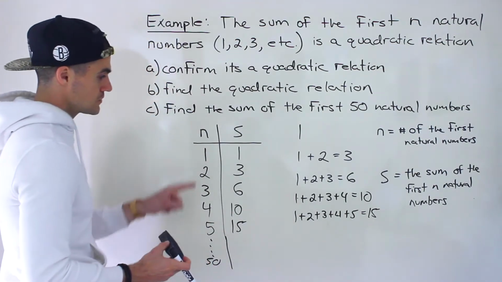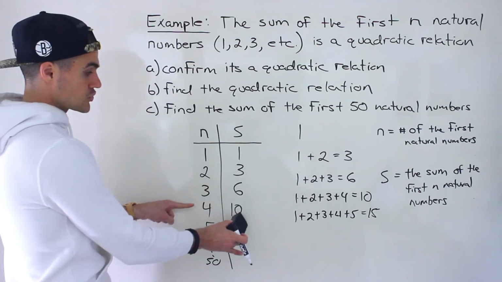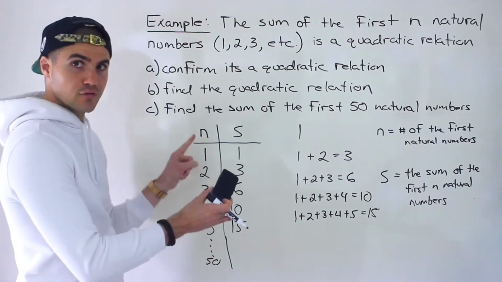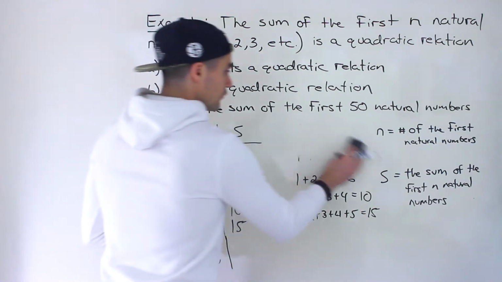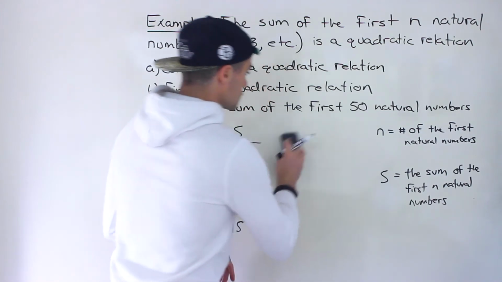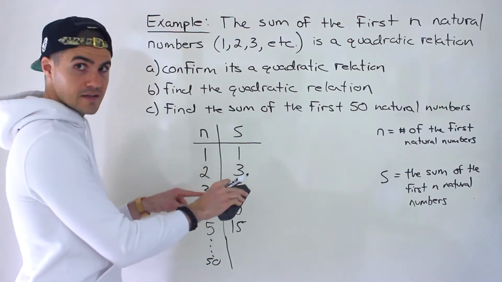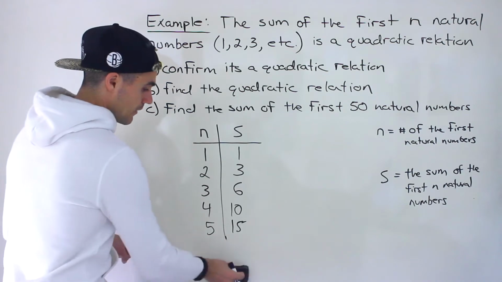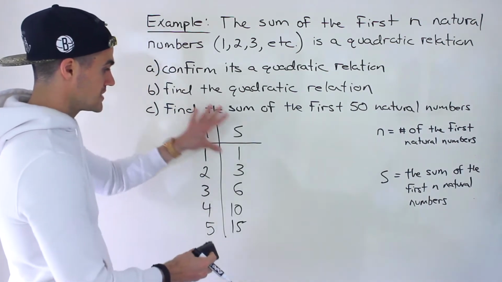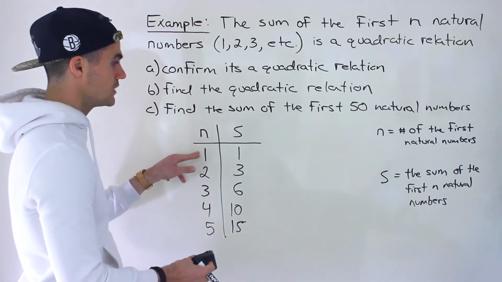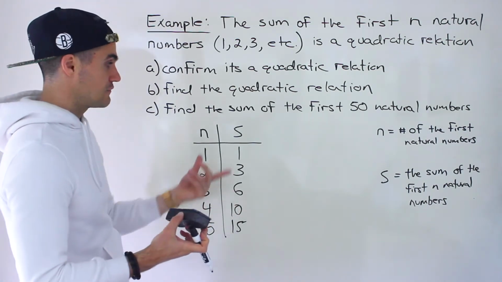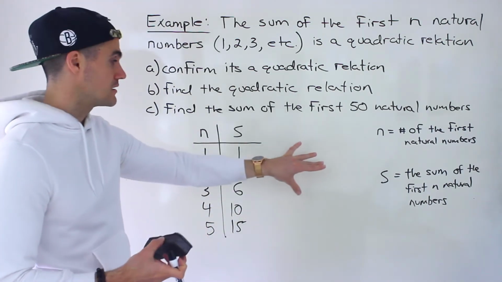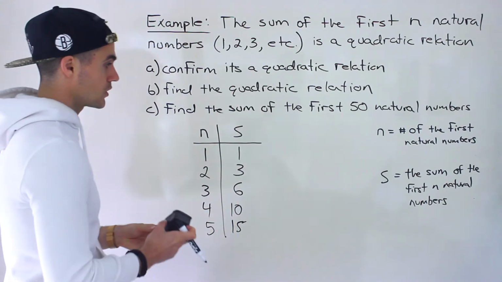So we are told that this is a quadratic relation. And so what we're going to do is find the quadratic relation over here. Now, before actually finding it, we have to confirm that this is a quadratic relation. Now, how do we do that? How can we confirm from a table of values that this is a quadratic relation? Well, we could find the finite differences. And if the second differences are constant, then we know we're dealing with a quadratic.